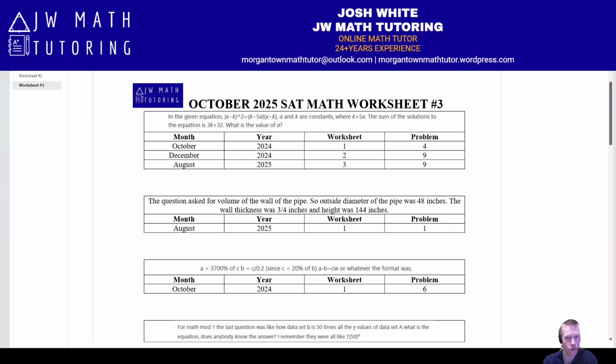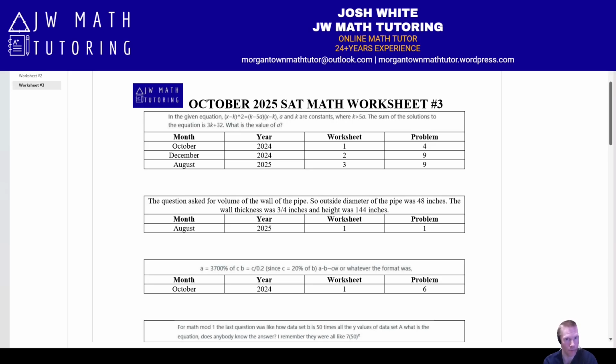I'm not going to go through and work out each of these problems. Instead, I'm just going to highlight the problem or one example of the problem, and then you can see listed below it the specific months and years and worksheet number and problem number to go find. And you can find the problem there worked out in its entirety.